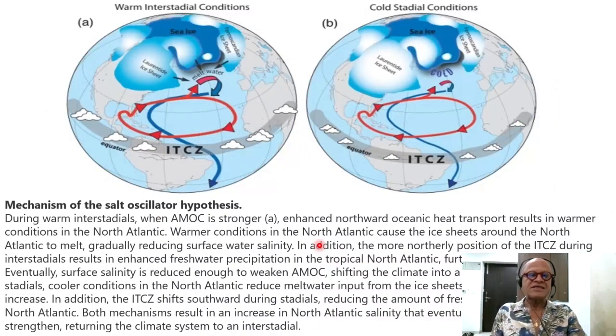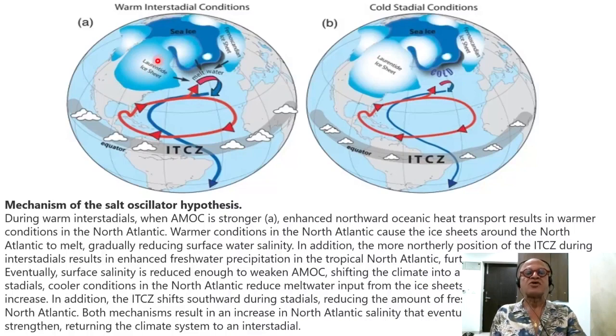I won't go into the details, but there are uncertainties in climate reconstructions themselves, and explaining the climate variability is also full of hypotheses, which means not a single robust accepted theory. So here are some ideas about the salt oscillator hypothesis during the warm stadials and cold stadial conditions, which have to do with the so-called meridional overturning circulation in the ocean.